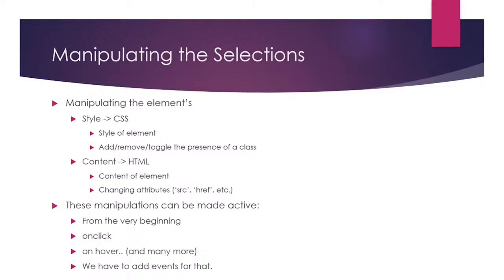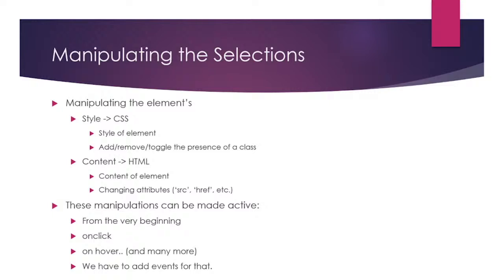Now we're talking about manipulating the selections. We've made a lot of selections. We've seen how the selections are made, how selectors are used, and now we're about to manipulate the elements, style, content, and inside of it we can add or remove the presence of a class, or we can just toggle the presence of it.